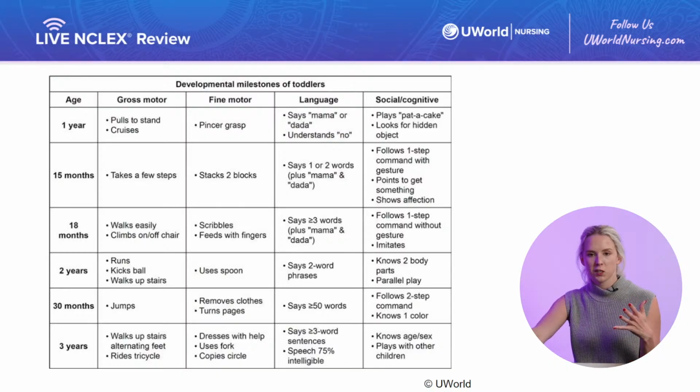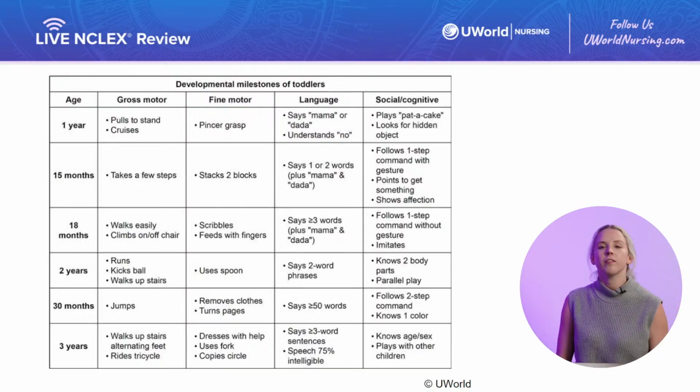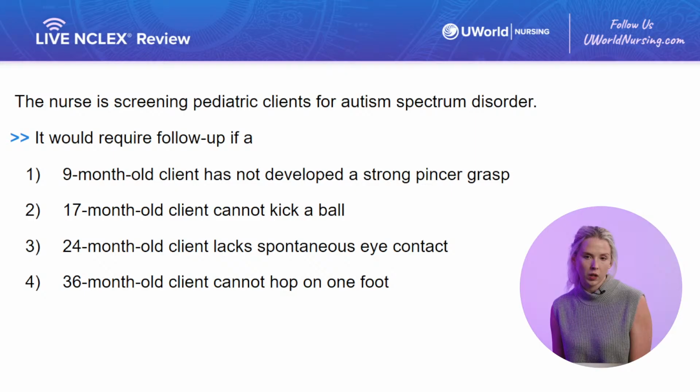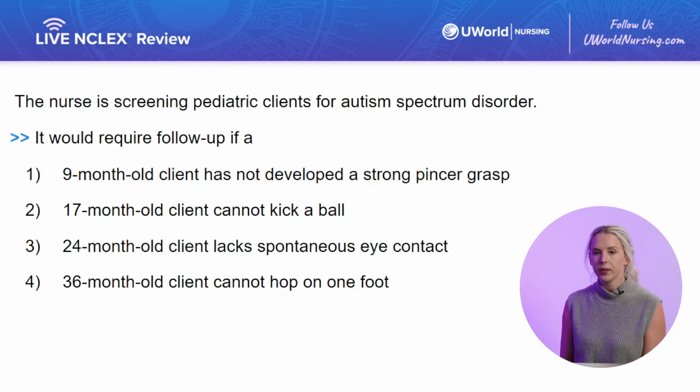Alrighty, so now that we've covered the lecture material, let's go ahead and jump on to our first question of the day. So let's test out our knowledge. Here, the nurse is screening pediatric clients for autism spectrum disorder. It would require follow-up if, option 1, a 9-month-old client has not developed a strong pincer grasp. 2, a 17-month-old client cannot kick a ball. 3, a 24-month-old client lacks spontaneous eye contact. Or 4, a 36-month-old client cannot hop on one foot. Drop your answers into the chat, 1, 2, 3, or 4. Let us know what you all think.